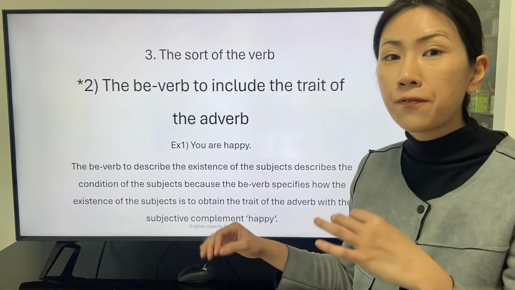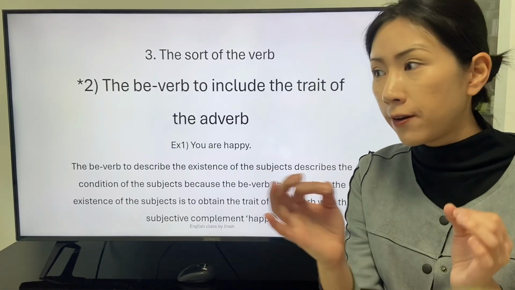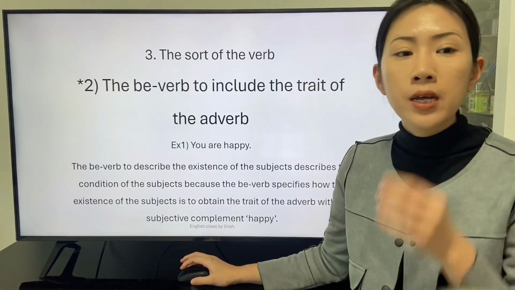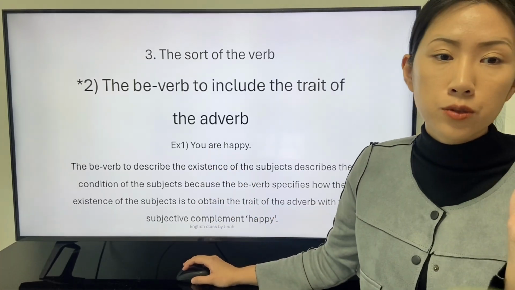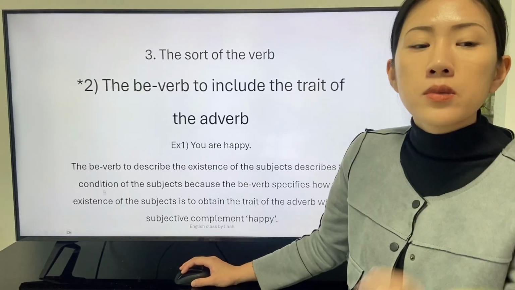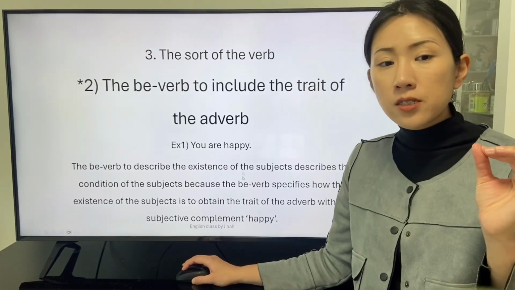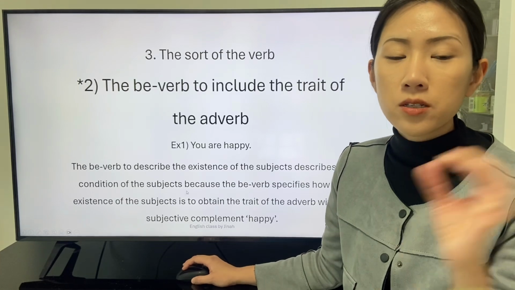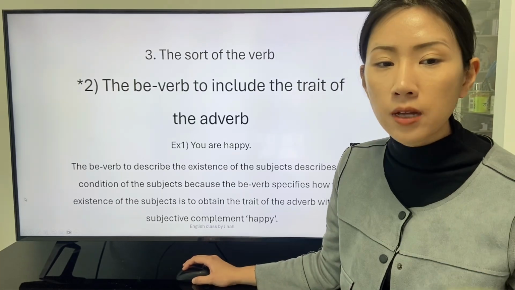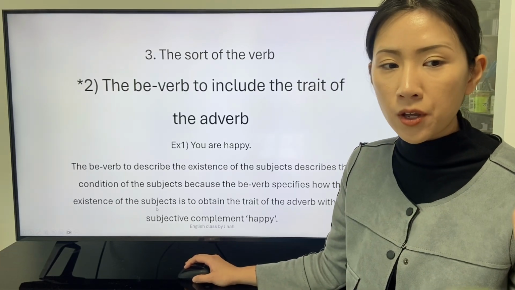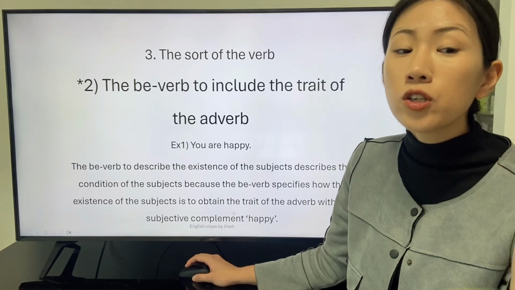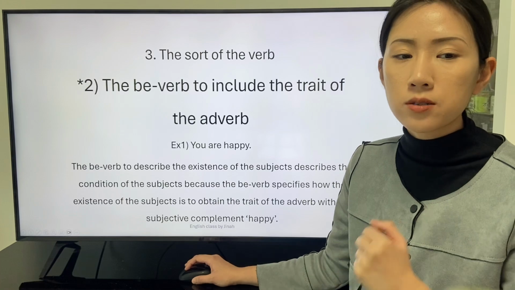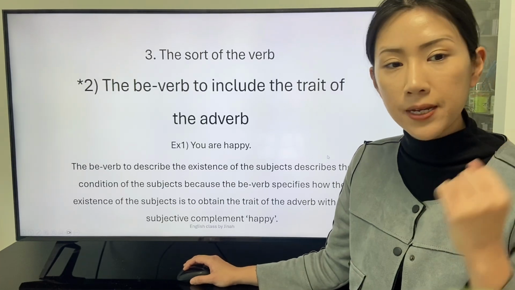Let's study further about the trait of the adverb in the Be-verb. The Be-verb to include the trait of the adverb. The Be-verb to describe the existence of the subject describes the condition of the subject because the Be-verb specifies how the existence of the subject is, to obtain the trait of the adverb with the subjective complement happy.